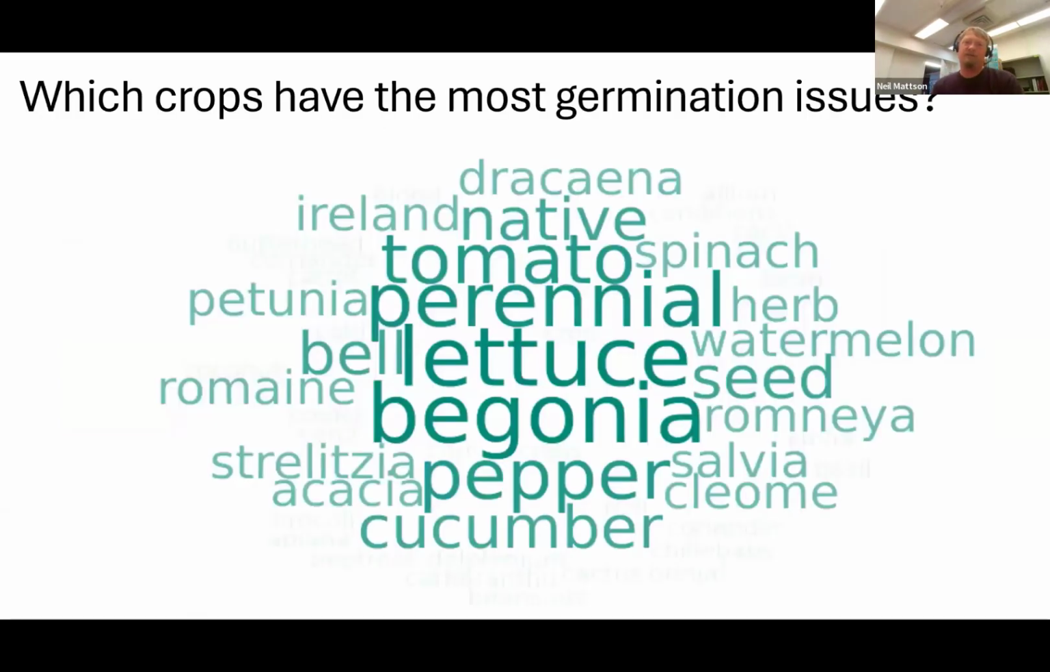So we asked which crops have the most germination issues, and we put together a word cloud so we could kind of see visually. So the larger the word, the more times this came up in their responses. And actually, begonia was the largest issue that people had. Lettuce and in general perennials, which there's a large diversity of crops that are used. And then peppers, tomatoes, and cucumbers, native plants, some other specific plants like Dracaena, spinach, herbs, salvia, cleome, and so on.